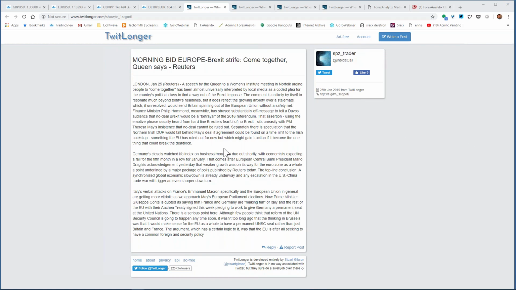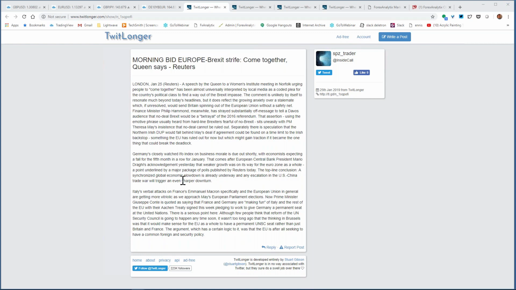It said economists were expecting a fall for the fifth month in a row for January, and certainly that is what came to be. That comes after the ECB's Mario Draghi acknowledged yesterday that weaker growth was on its way for the Eurozone as a whole, a point underlined by a major package of polls published by Reuters today. The top line conclusion: a synchronized global slowdown is already underway, and any escalation of the U.S.-China trade war will trigger an even sharper downturn.